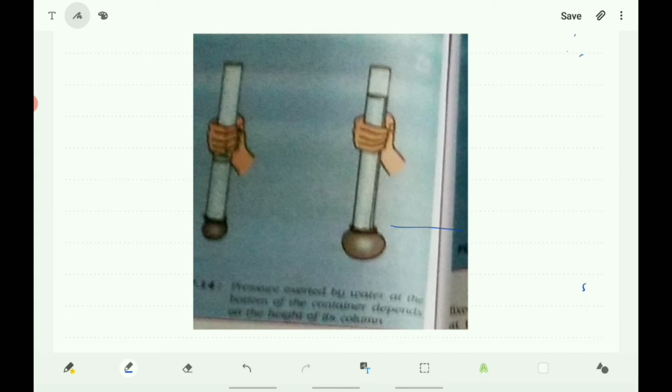The pressure exerted by water at the bottom of the container depends on the height of its column. As the height of the water increases, pressure also increases. Therefore, you can say that the pressure exerted by the liquid in the container depends upon the height of the liquid, and as the height of the liquid increases, the pressure exerted by the liquid on the container also increases.